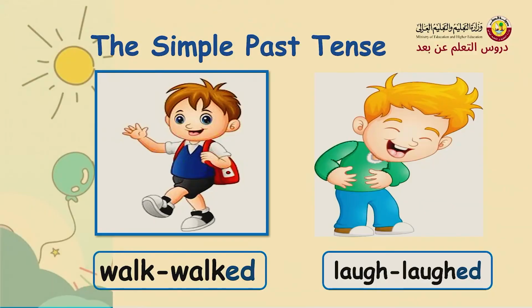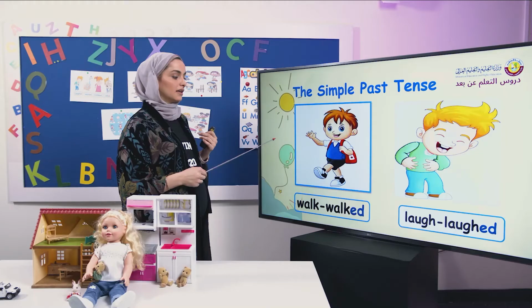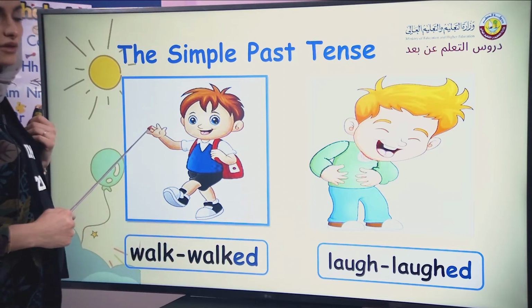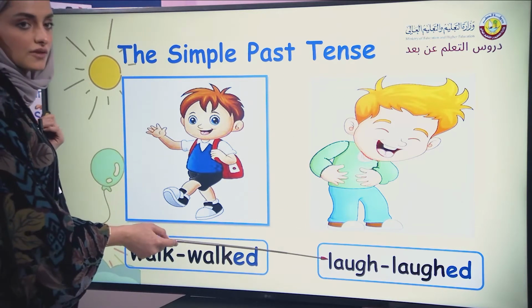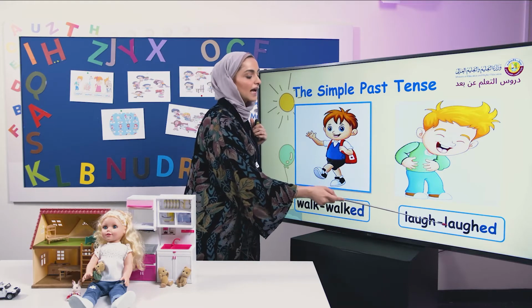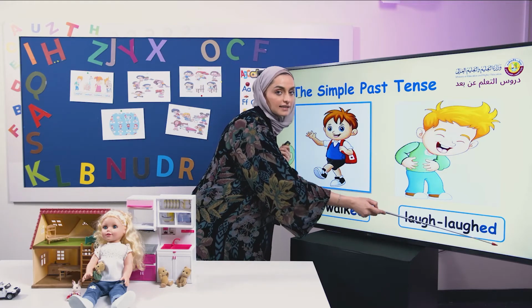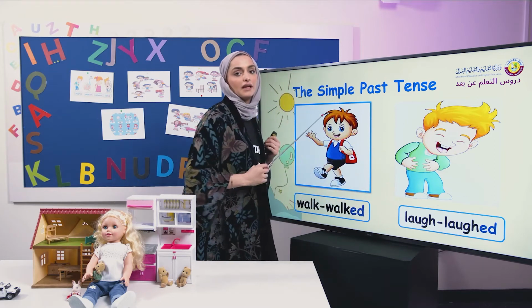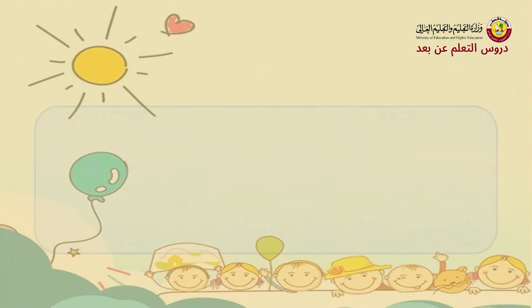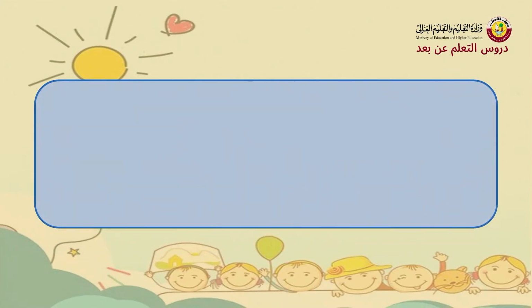Let's see the second picture. Here, what did the boy do yesterday? The main verb is laugh. Let's take it to the simple past. What are we going to have? Think? Yes, super. We will have laughed. We added ed at the end of the verb. So, are you ready to see more about simple past?